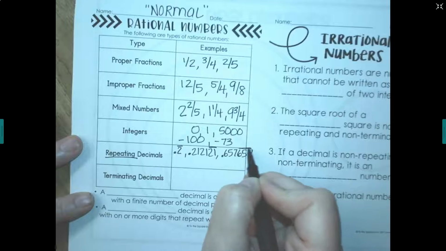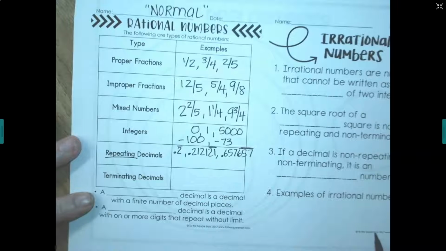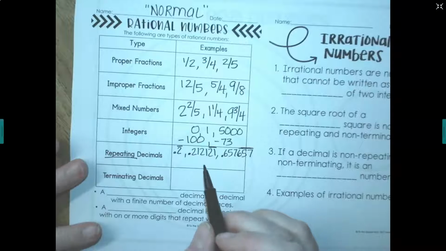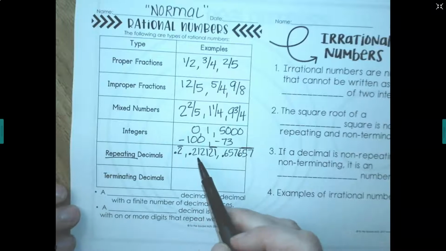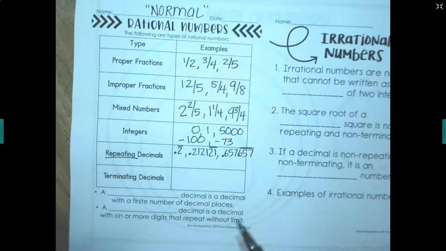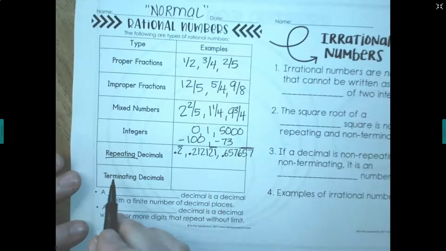0.657657. The 657 is repeating. Okay, so that's repeating. You're going to see the same number repeated over and over again. It could be a 1-digit number, a 2-digit number, a 3-digit number. You're just kind of looking. And then our last one is terminating.